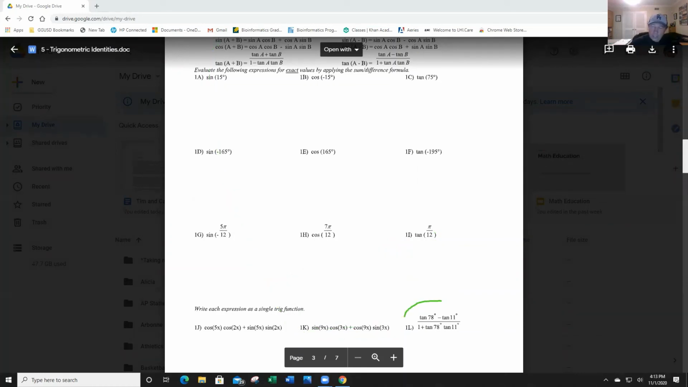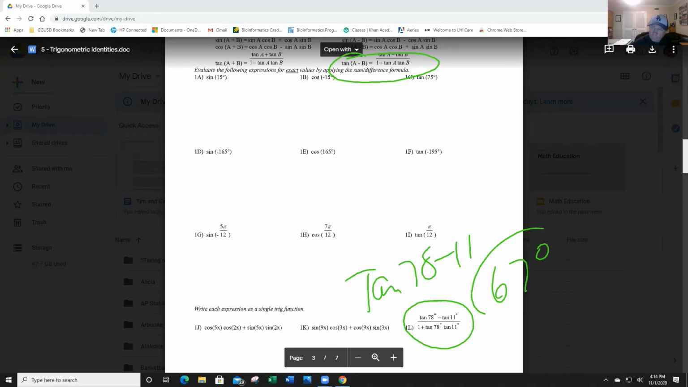All right. The last one is tangent. We have a minus on top and then a plus on the bottom. Well, that is going to be tangent of a minus b. So I'm going to go the tangent of 78 minus 11, which is 67 degrees. So the tan of 67.